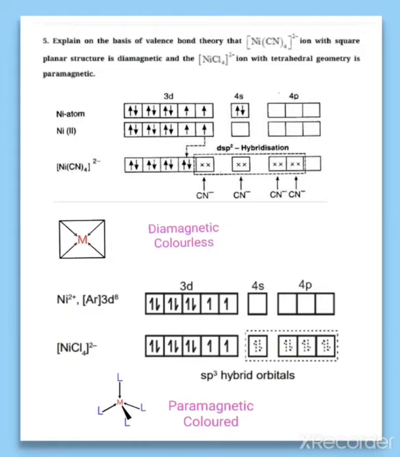So here the central metal ion is the same for both the cases, but the ligands are different. One is a strong field, the other one is a weak field. Therefore, one is using inner d orbitals in the hybridization, that is dsp2, and the other is using only the outer orbitals, that is sp3 orbitals. So on the basis of this, we can say that the ligands are of different types, therefore they show different properties. One is diamagnetic, the other one is paramagnetic. This one is colorless, this one is colored. So this is what this problem says.